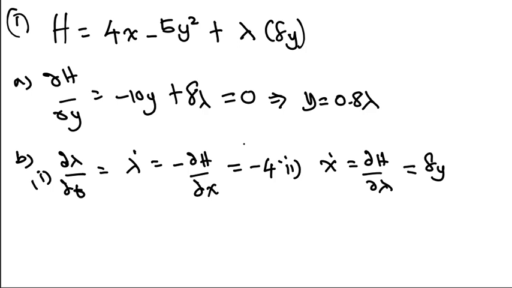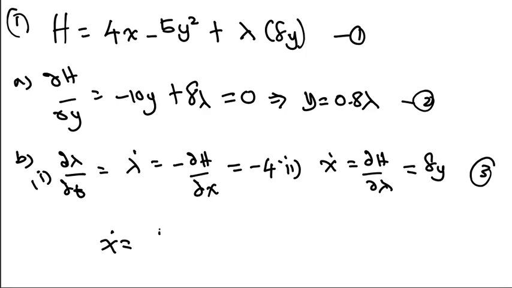Let me write the number of equations so it's much easier for you to refer to. This is equation number 1, this is equation number 2, and then we have B here, number 3. From number 2, where we have y equals 0.8 lambda, we can have x dot like this.